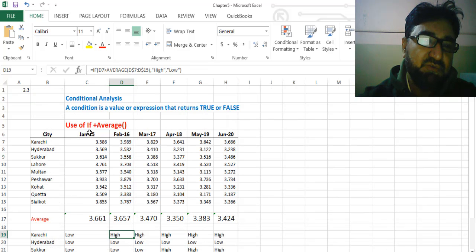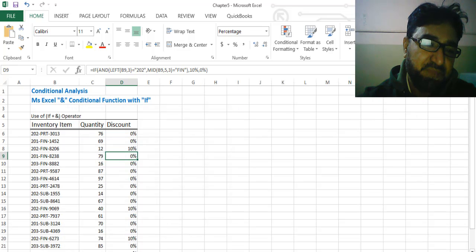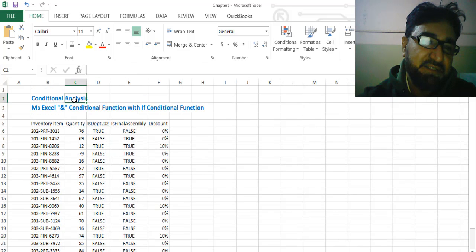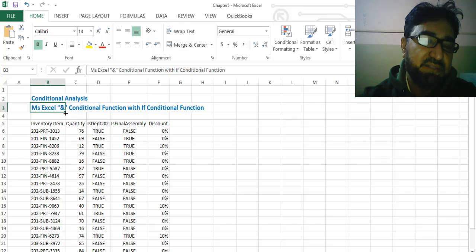We also learn how to use the if function with the average function. So in this sheet we want to explore this formula, we want to break this into pieces in the next sheet. Let's move to the next sheet. We are focusing here also on conditional analysis, and we want to learn MS Excel conditional analysis with the if conditional function.